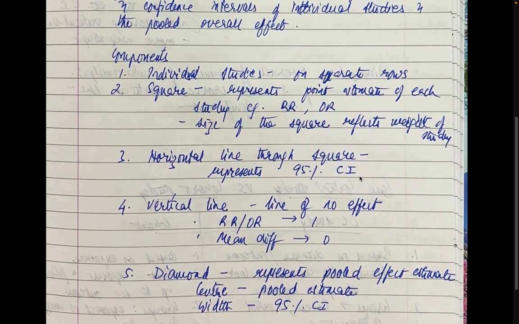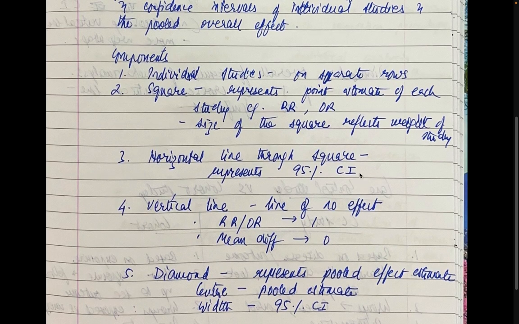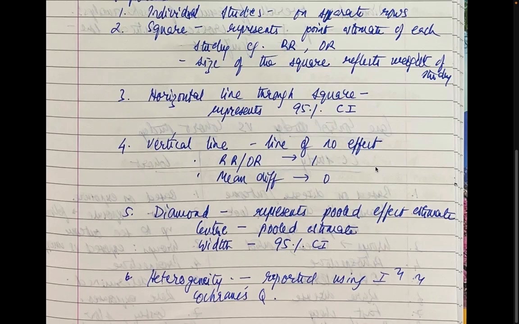So for RR or OR, it's 1; for mean difference, it's 0. The diamond represents the pooled effect estimate. The center is the pooled estimate and the width gives you the 95% confidence interval. Heterogeneity is reported as I square and Cochrane Q.